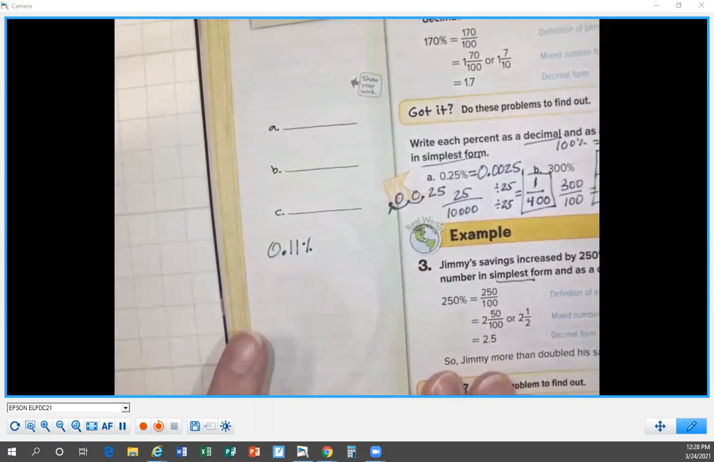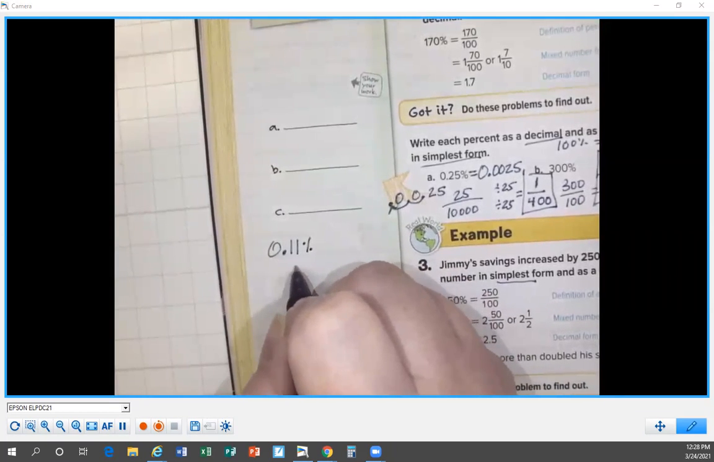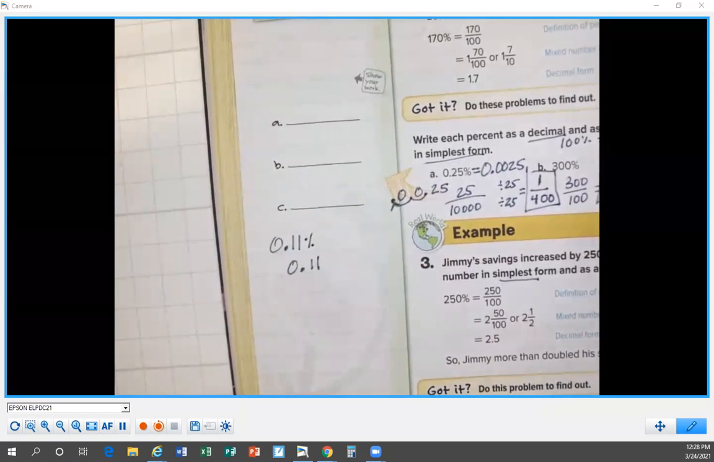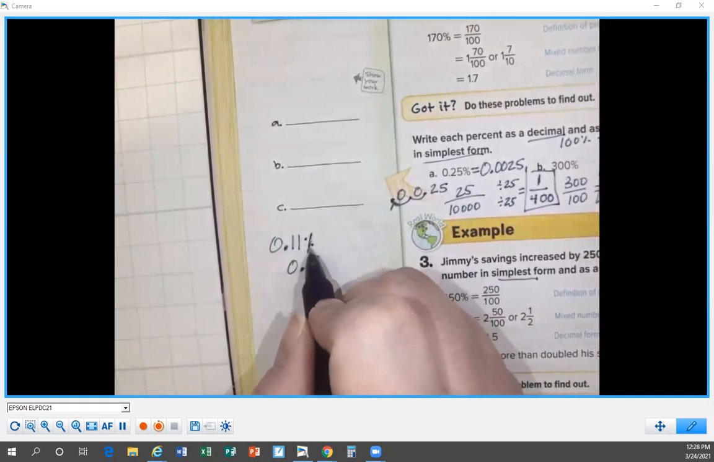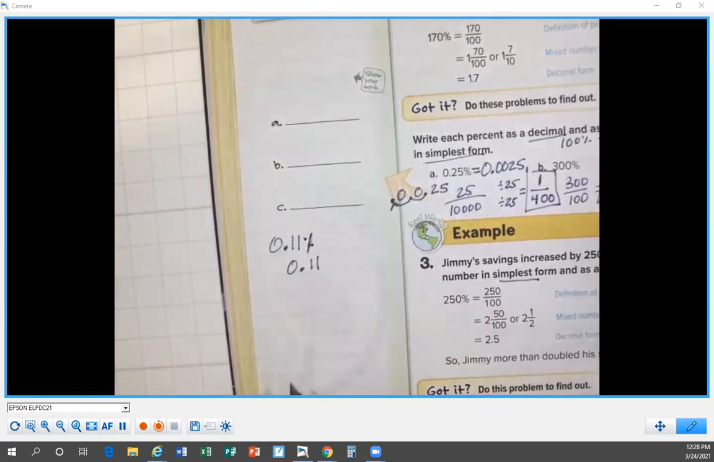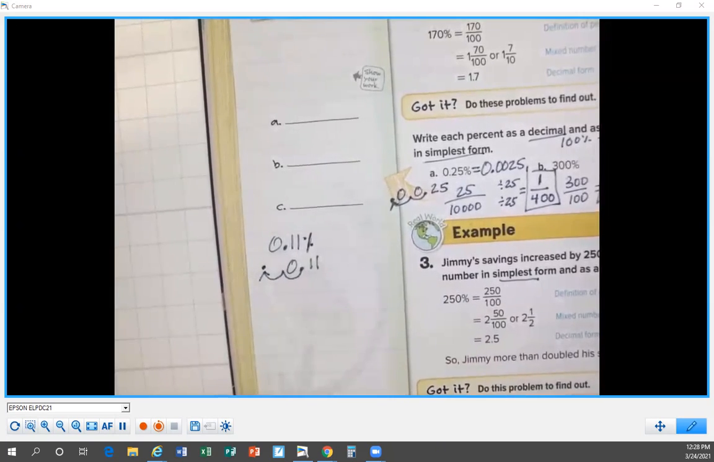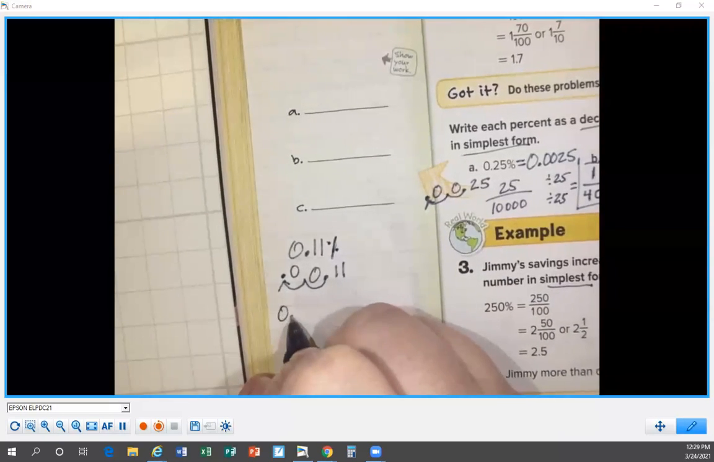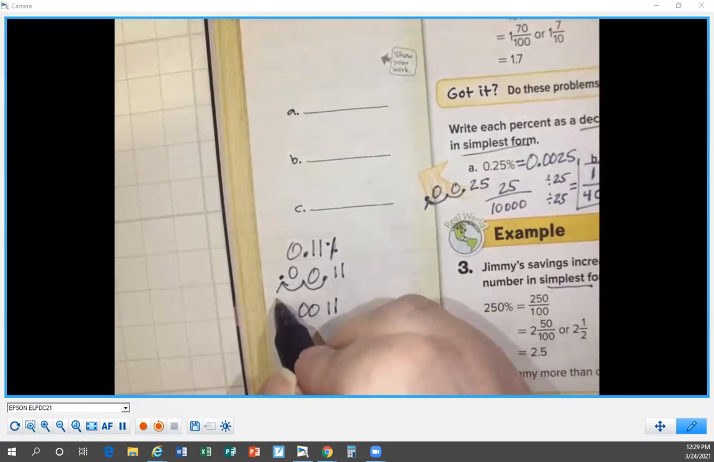Okay, so if we want to write that as a decimal, we're going to drop the percent sign and then move our decimal 2 places to the left because percent means divide by 100. So if we take off the percent sign, we have to divide by 100. So move this 2 places to the left here. And what goes in that empty space is 0 as our placeholder. So this is 0.0011. So there it is as a decimal.